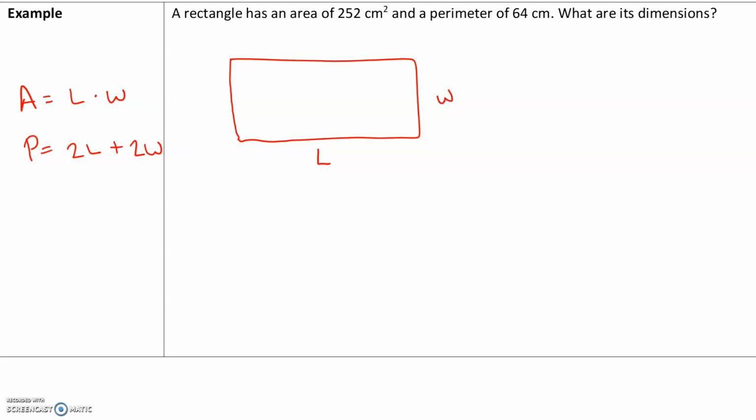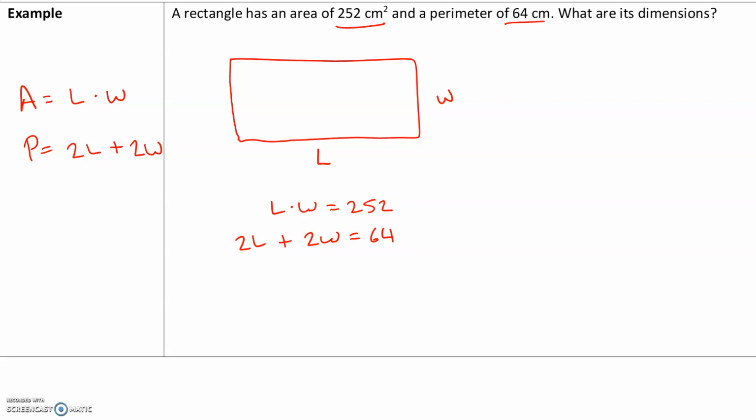Now, the area is 252, and the formula for area is length times width. So length times width, that's going to be 252. That's the area. So the area is length times width, and that equals 252. The perimeter is 64. So how do we get the perimeter? It's 2 times L plus 2 times W. That's equal to the perimeter, which we know is 64.